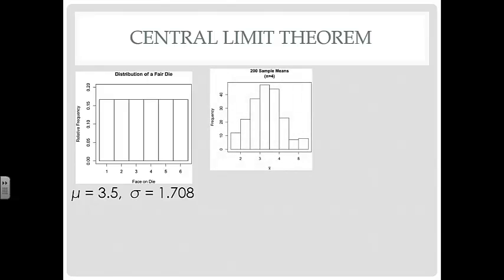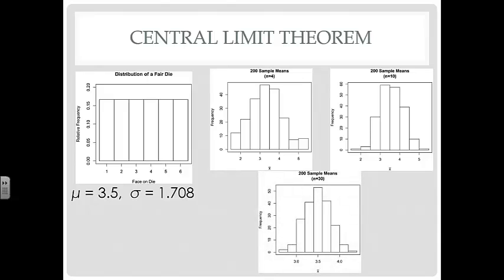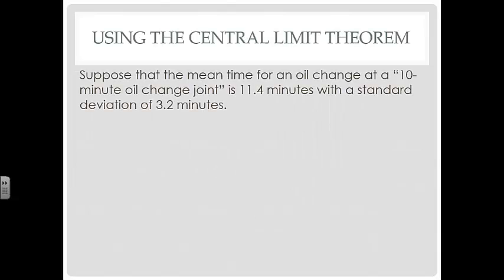Now let's take a look at the distribution when you take 200 samples of size 4 and you calculate the mean. And now let's take a look and see what happens when our sample size increases to 10. And then when it increases to 30. So notice what's going on here in this problem. You're seeing that the larger the sample size, the more normal the distribution becomes. So let's use this theorem.